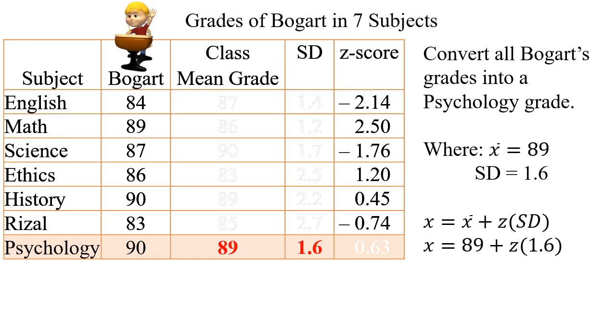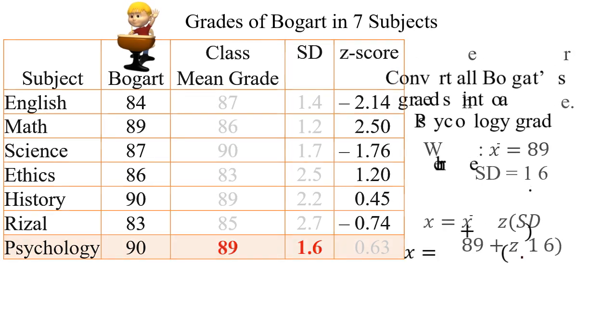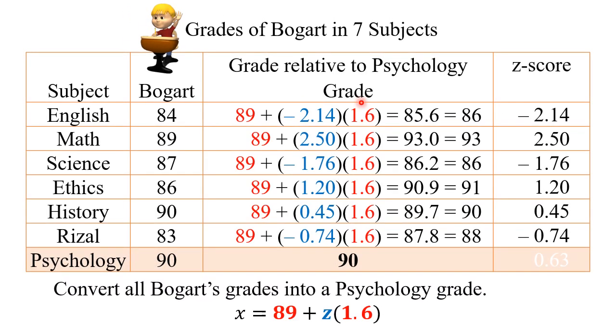So if we're going to use the formula, we have the 89 as the mean grade in psychology plus the z-score of the individual grades times the 1.6 as the standard deviation of psychology. The psychology grade remains the same because we are not converting it to itself, so that remains to be 90. So here you can now see the equivalence of the grades.